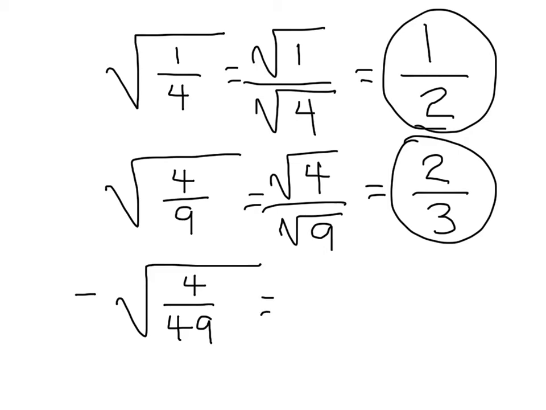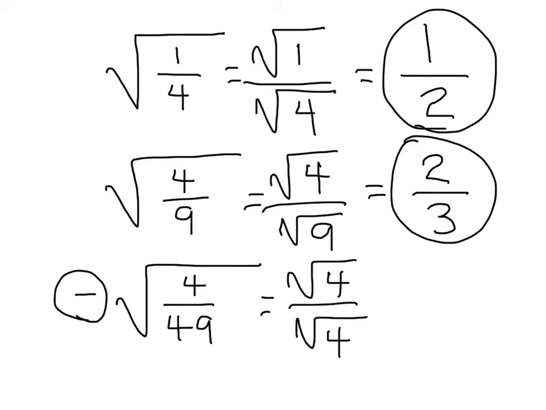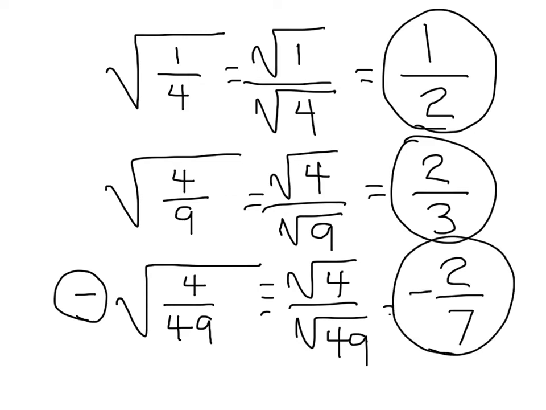All right, our last one here. Notice again we have that negative sign on the outside of the root symbol. So take your root first, square root of 4 over square root of 49, which is 2 over 7, and now let's apply our negative sign. So the answer would be negative 2/7.